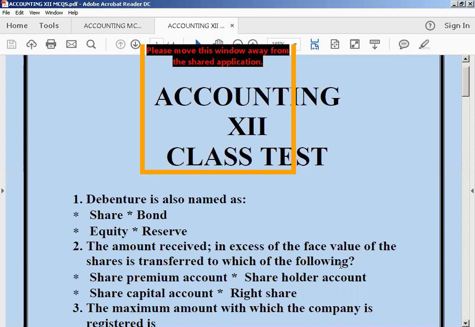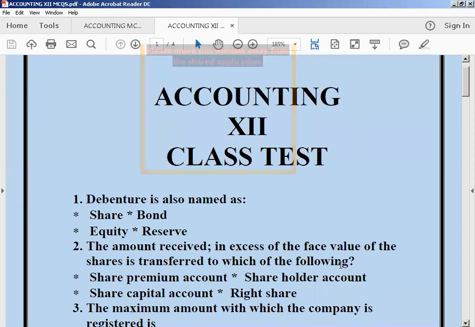The second one: the amount received in excess of the face value of the shares is transferred to which of the following? Acha ji, excess value means you are receiving more than the face value. Okay, face value means the value of the share which is mentioned on the share price.